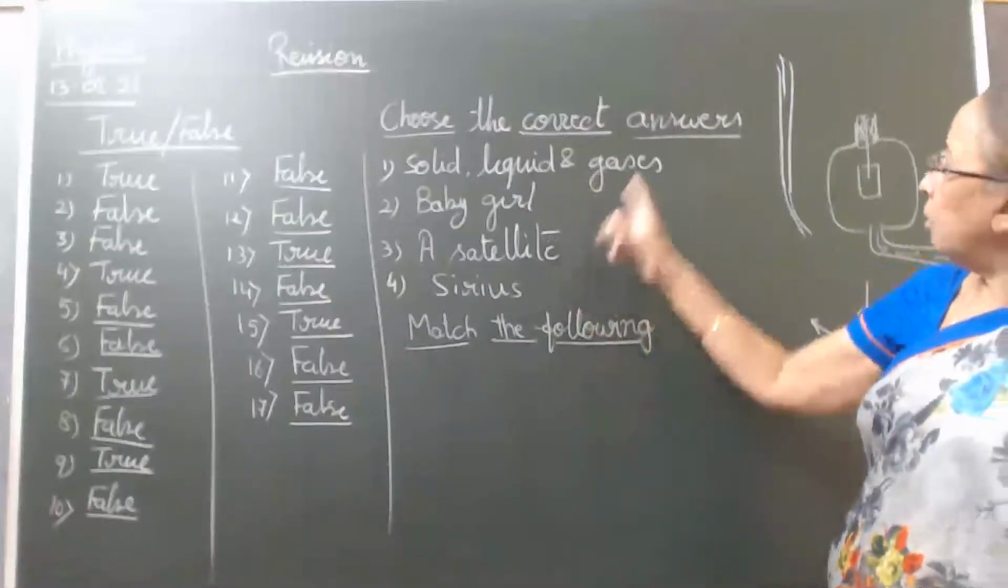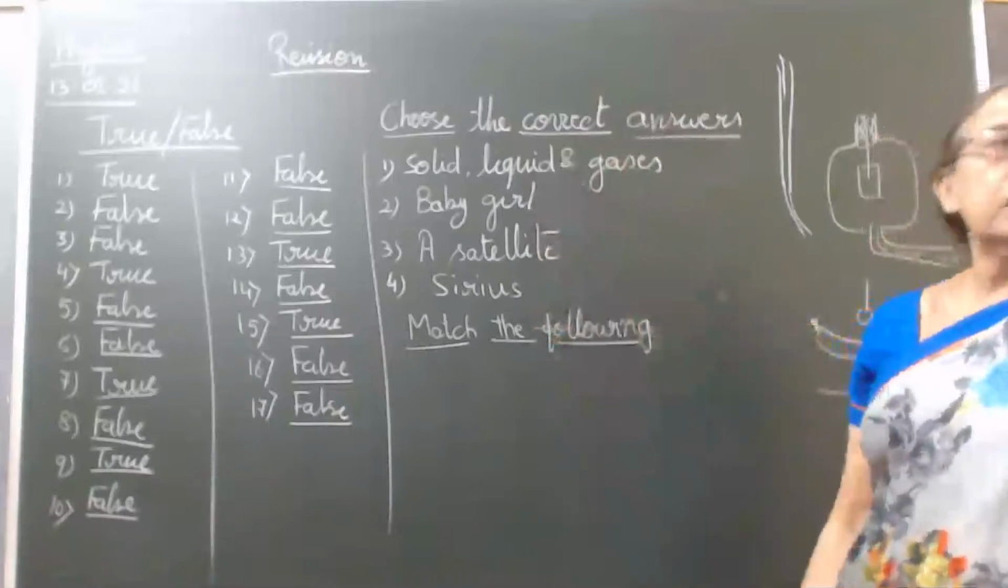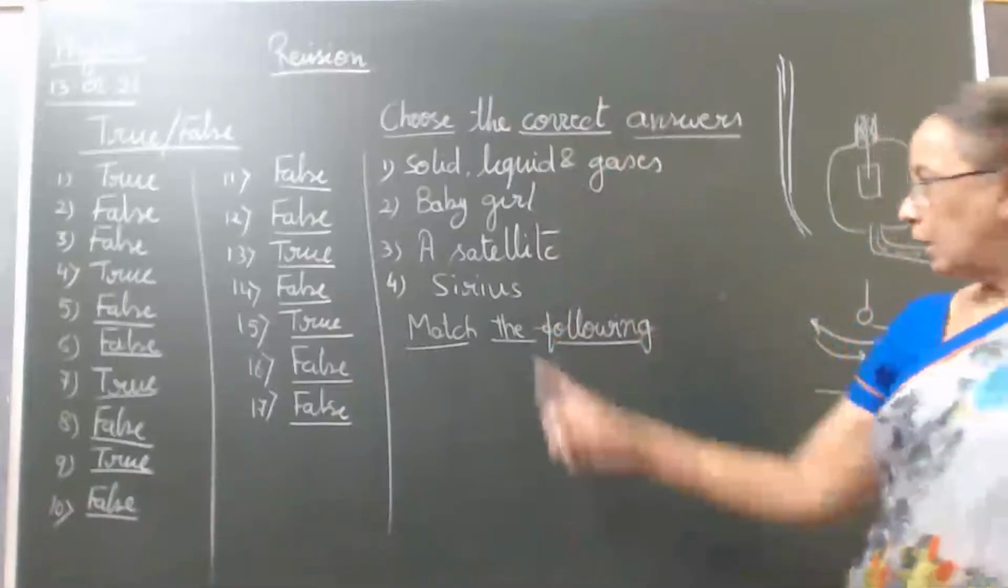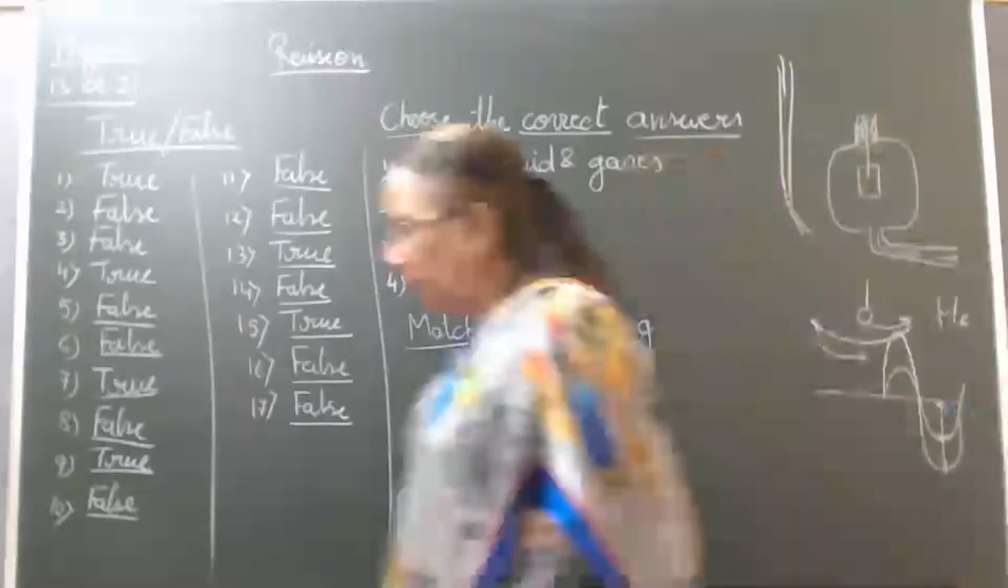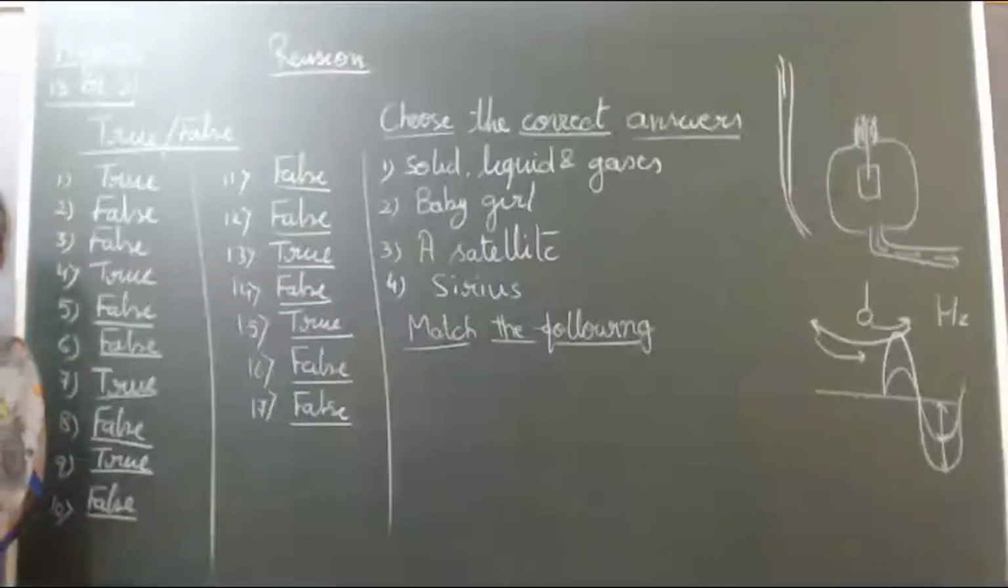Only four choose the correct answers are there, in the two lessons only, found in solar system. Don't think only that much objectives will be there.